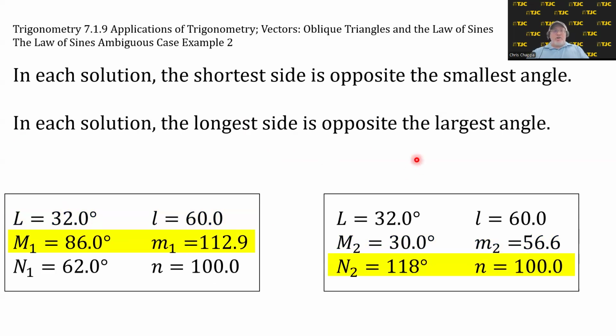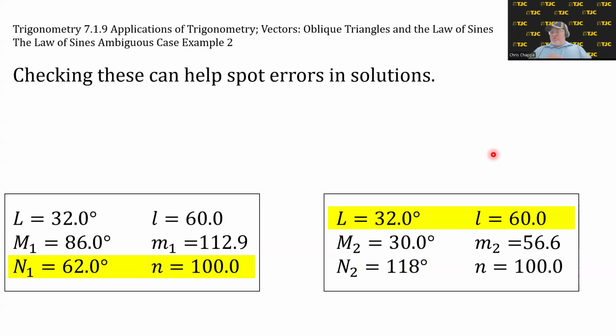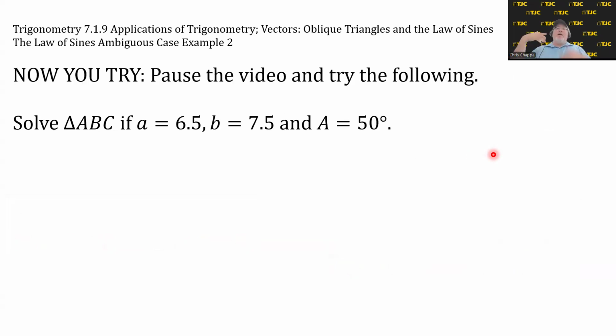And you should also check the longest ones. Longest side is opposite the largest angle in both solutions. Now this does force the middle side to be opposite the middle angle, but if you check the smallest and the largest, then the middle will fall into place. All right, checking these can help spot errors in solutions because if you get to the end and the shortest side is not opposite the smallest angle, or the longest side is not opposite the largest angle, you know a mistake was made.